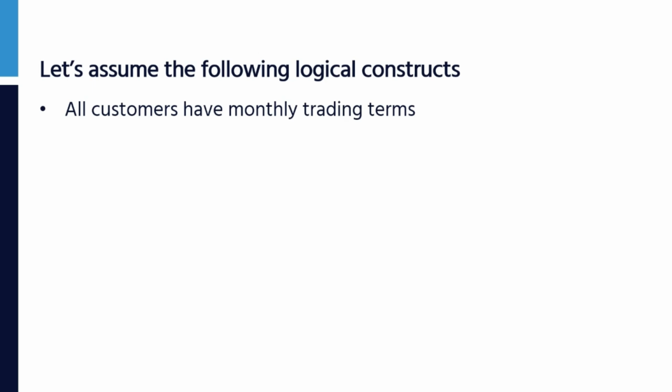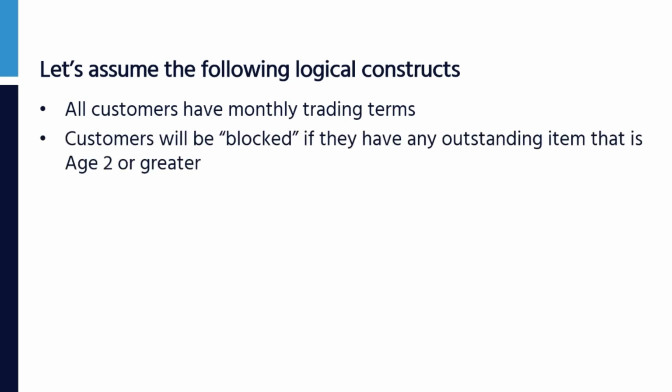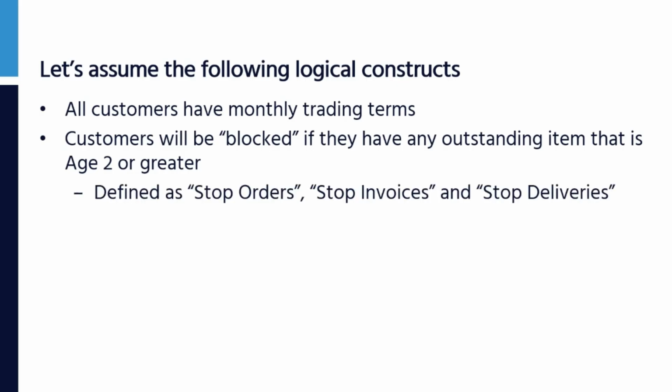So let's just come up with a few assumptions. Let's just say, to start with, all customers are on monthly trading terms. For us, what blocked means is that they have any outstanding item that is age 2 or greater. So if they've got something that's outstanding and it's gone 1 month and then 2, congrats, you're blocked. We're going to define blocked as meaning that they're going to be stop orders, stop invoices, and stop deliveries. Now, I'll make the asterisk that the reality is you probably wouldn't want to stop invoices if they've already had the goods delivered, because they've already got the goods. You need to get the money out of them.